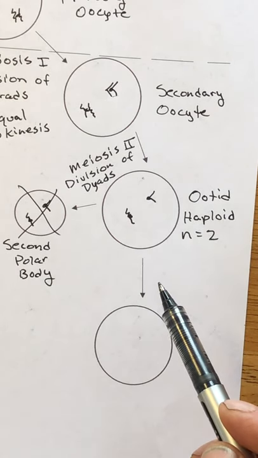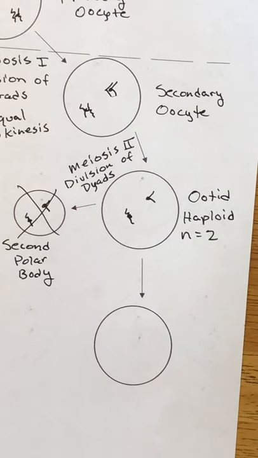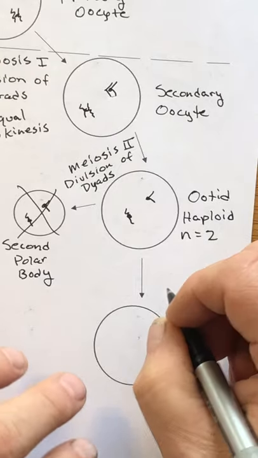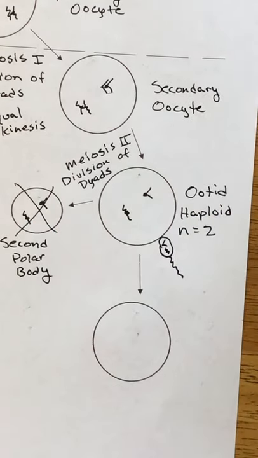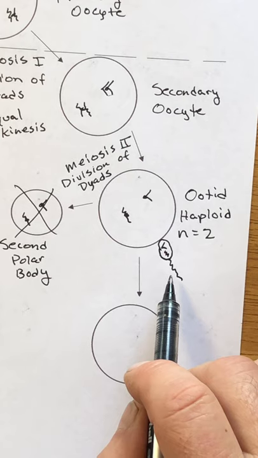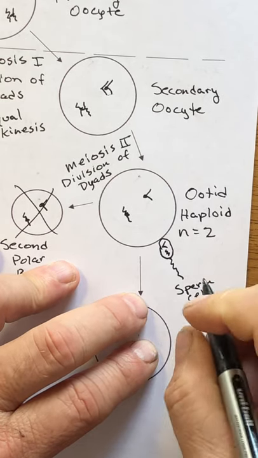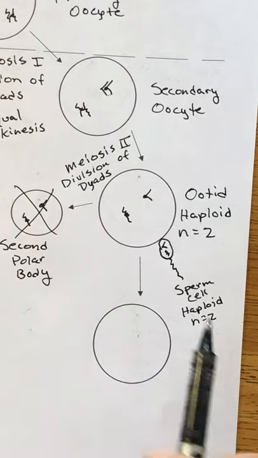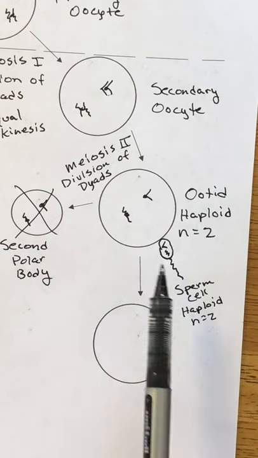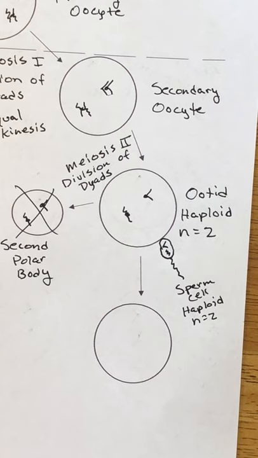If the egg is not fertilized, the egg basically moves down through the reproductive tract and it's sloughed off during the normal menstrual cycle in the female. If, however, this guy shows up and decides that he wants to join this ootid or egg, then this is our gamete from the male. This is the sperm cell. And the sperm cell is also haploid. So N equals 2. Once the sperm enters the egg, and you get a fusion basically of the nuclei from the sperm and from the egg, that is essentially fertilization.